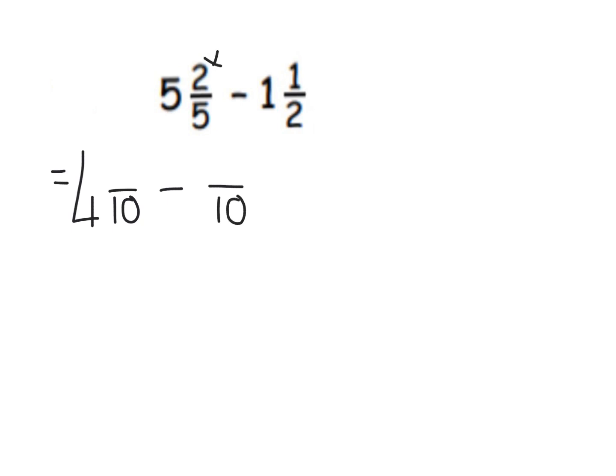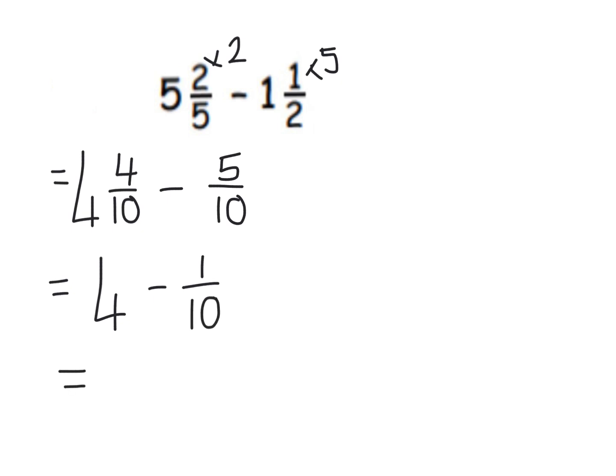So 2/5, I need to double that one, would become 4/10. 1/2 I need to times by 5, which would give me 5/10. Okay, so I can't do 4 and 4/10 take away 5/10 because I can't take 5 away from the 4. So we've got some options. What I can do is think, well, 4 take away 5 is -1. So I'm left with a big 4, take away 1/10.